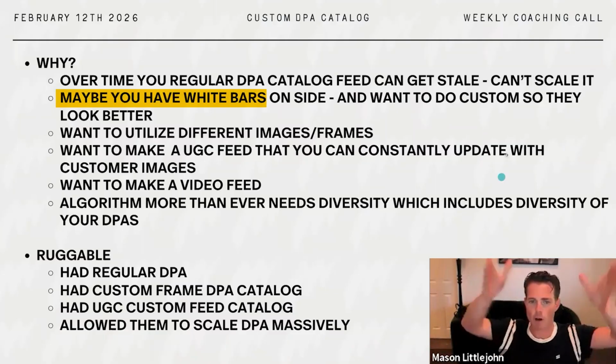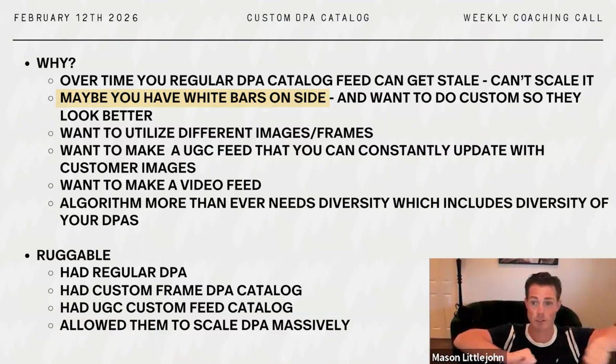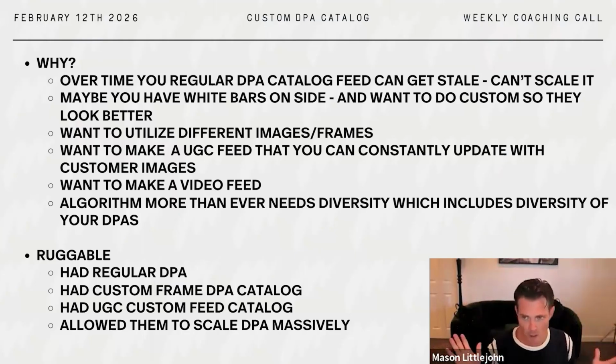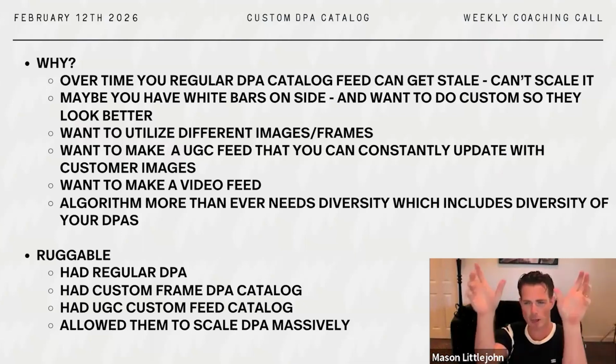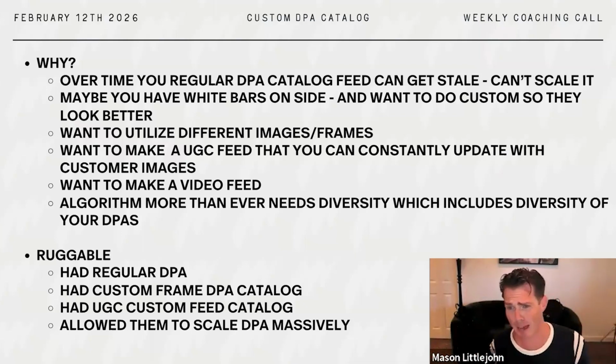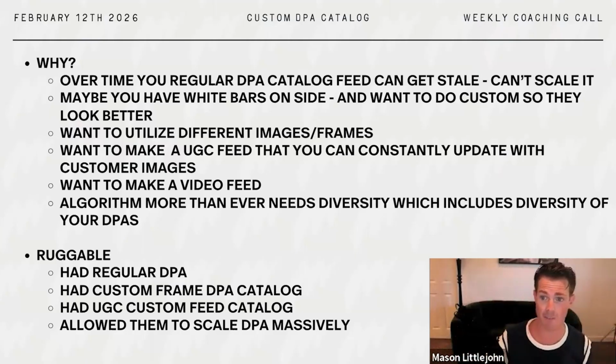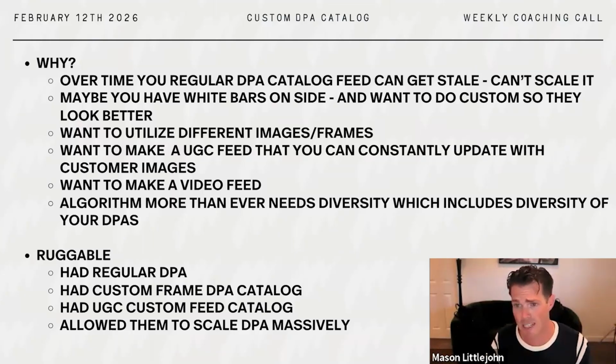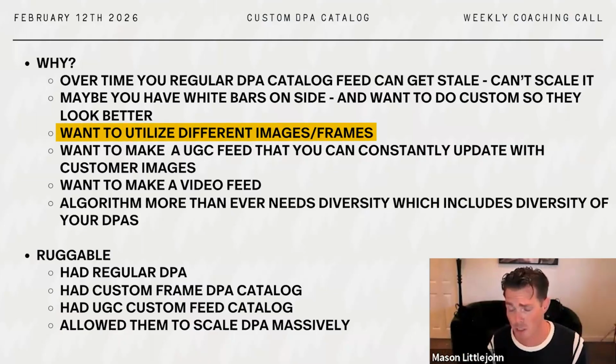Another one is maybe you have white bars on the side of your DPAs. The use case for my client, why we made a custom feed. They had 4x5 images on their website because they like the way that looks. However, when those are uploaded into Meta, there's the white bars. I mean, you guys may have seen brands. I think Abercrombie actually had white bars. Some really big brands surprisingly have the white bars, which is kind of funny. So yeah, the reason why you can do this is, hey, I just want my DPAs to look better. They have the white bars, it looks bad. I don't like that. Okay, that's another reason why you want to utilize different images or frames, right?